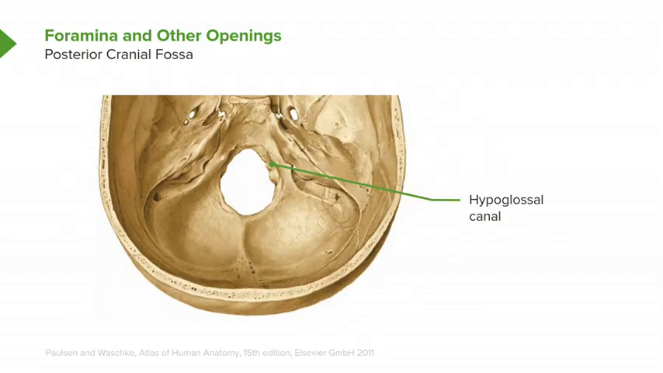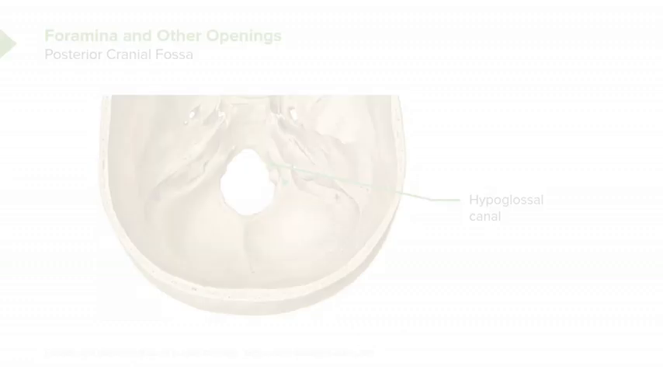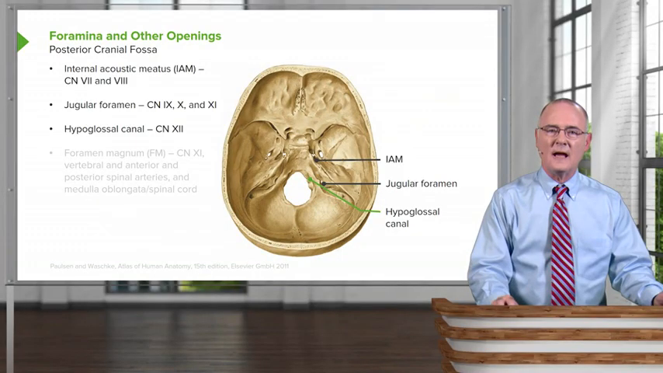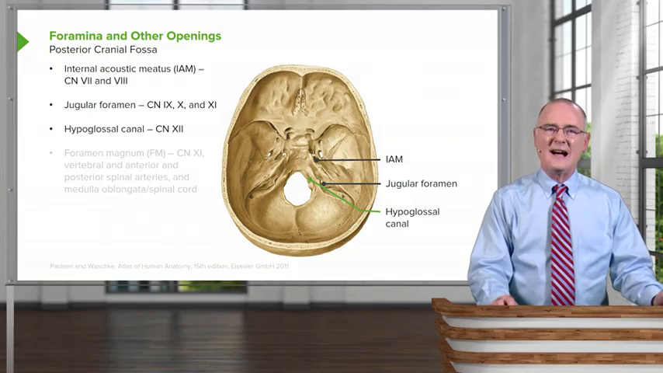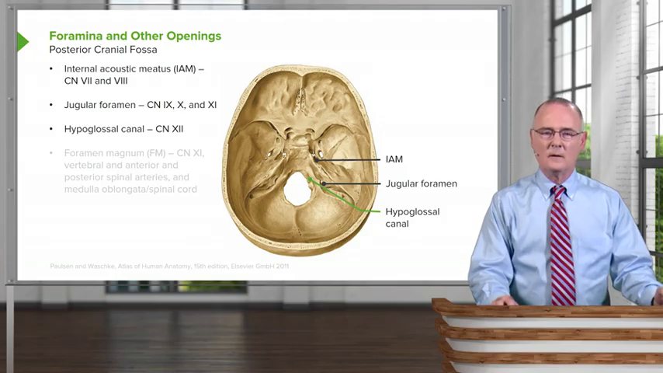The next opening is the hypoglossal canal. This is along the border here of your foramen magnum, so it's difficult to observe here in this particular view because of the angle that we have. This one is going to transmit, as you might guess, the hypoglossal nerve, which is cranial nerve number 12.